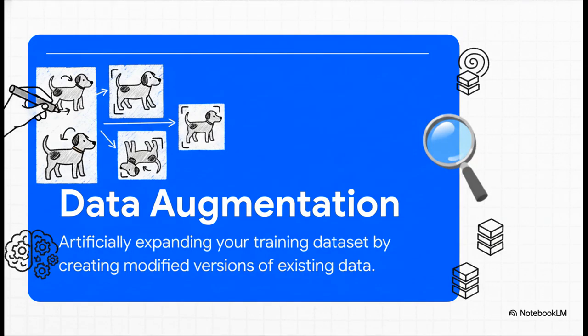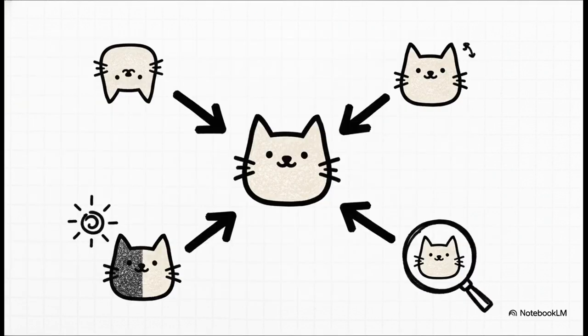Now for what is, honestly, one of the cleverest tricks in the entire playbook: data augmentation. What do you do when you don't have enough examples to train your AI? Simple. You just make more. This is all about teaching the AI to recognize something no matter how it might look out in the real world. So let's say we're training an AI to recognize cats.